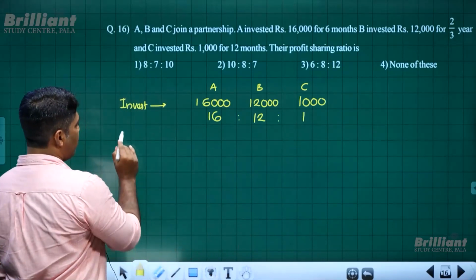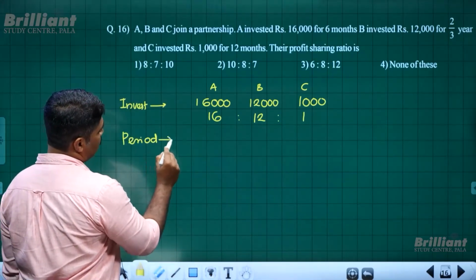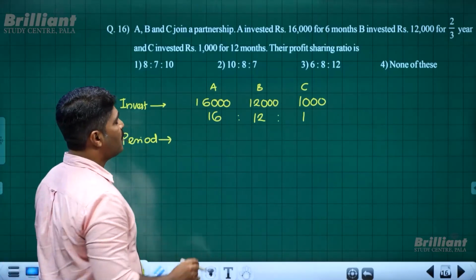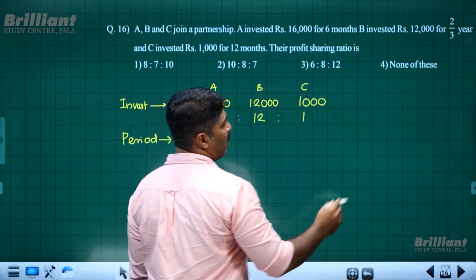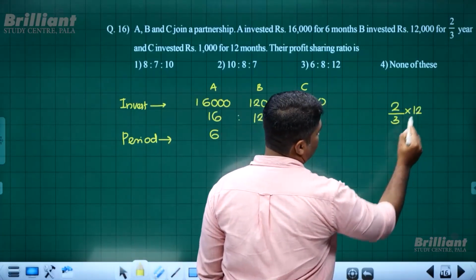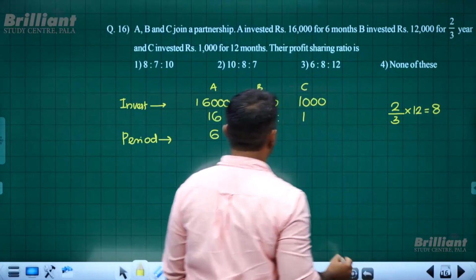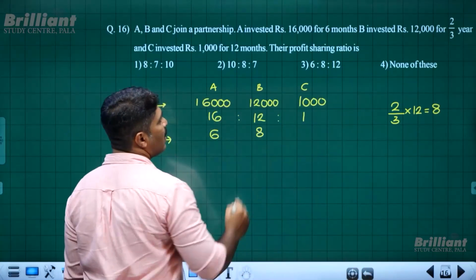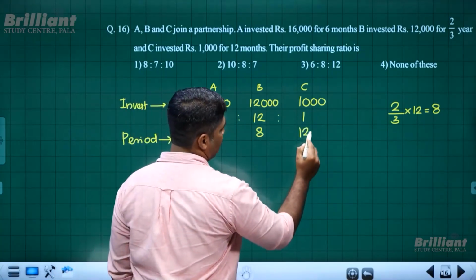And the period of investment. So next we are considering the period of investment. First person invested for 6 months. Second person 2/3 of a year. So 2/3 of a year, 12 months, so that is equal to 8 months. So this is 8 months. And the third person kept the amount for the entire 12 months.